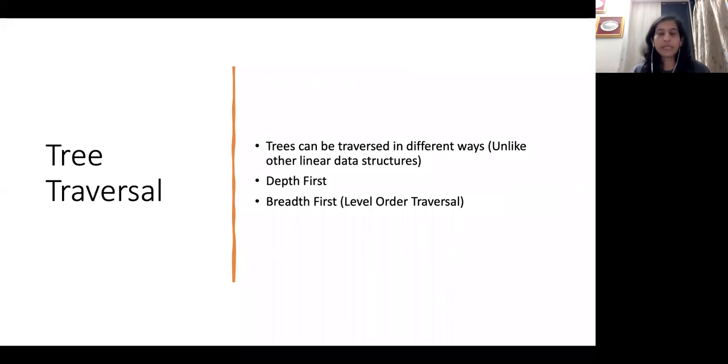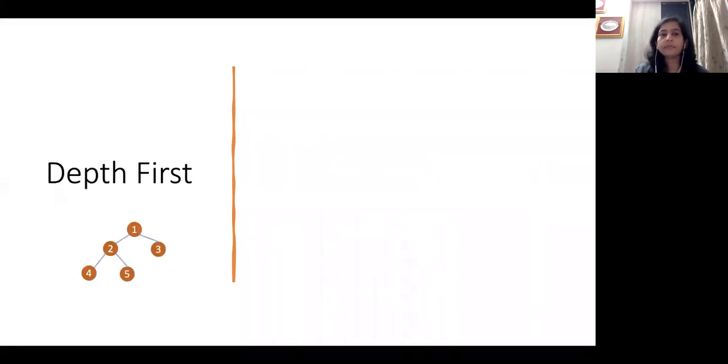So now when we move on to tree traversal, trees can be traversed in different ways. This is unlike linear data structures, where you have only one single way of traversing a linked list, for example. There is depth first and there is breadth first. Depth first is where you go down deep, and breadth first is where you cover the breadth. It's also known as level order traversal. So we'll cover depth first, and consider this tree of ours, which has 1, 2, 3, 4, 5 in it.